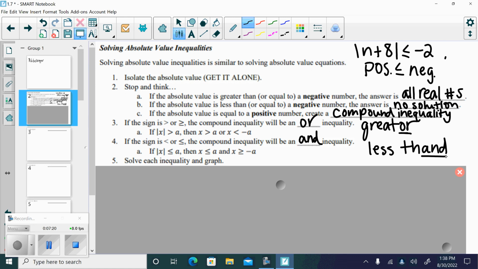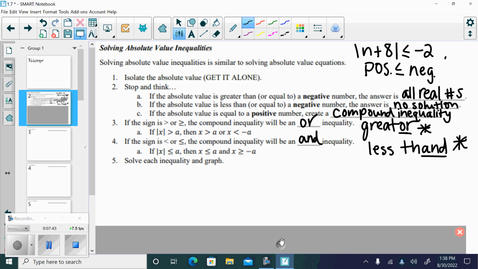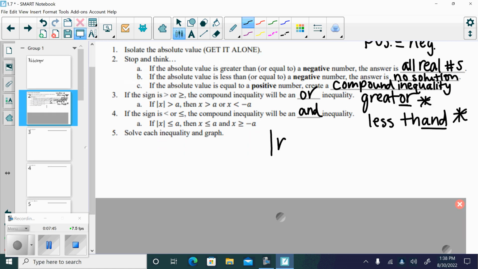Okay, so if your sign is greater than or equal to, it's an or inequality. If your sign is less than or equal to, it is an and inequality. So use these to help you. Great or less than. And you're going to create two inequalities. One's going to look the same as before. So for example, if I break this up, so if I have the absolute value of n plus 8 is greater than 2, I'm going to create two inequalities. One that's going to look just like this. And then the other one is going to be the opposite.